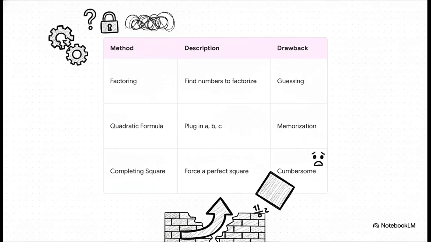And third is completing the square. This involves adding and subtracting highly specific fractions to force a perfect square. It is conceptually cumbersome and just incredibly difficult for beginners to wrap their heads around. Every single one of these introduces totally unnecessary friction into learning.